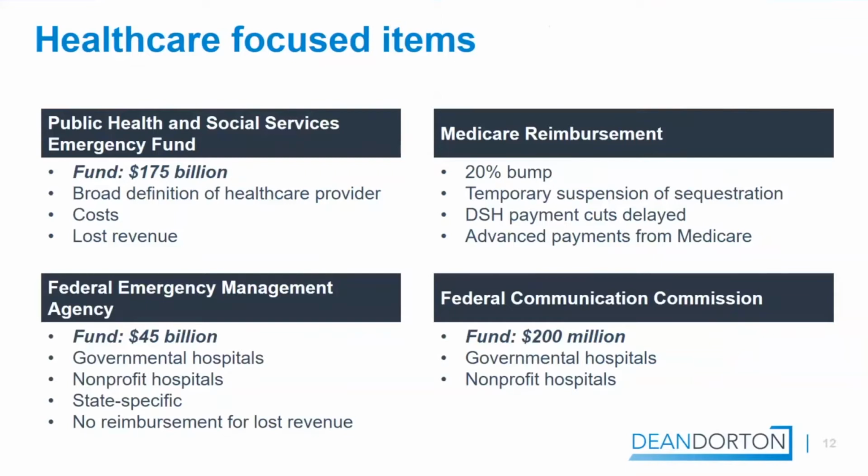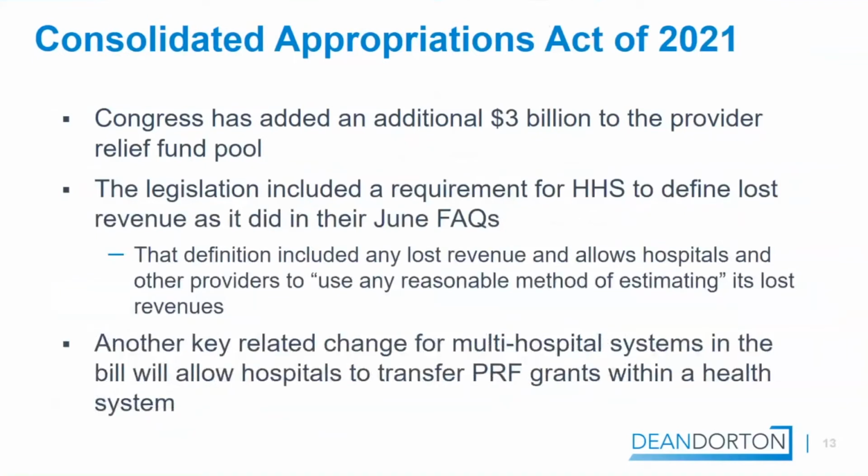There were some changes in Medicare reimbursement. There was a 20% bump, temporary suspension of sequestration, DSH payment cuts delayed, and advance payments for Medicare if you applied for those. And the FCC received a small amount for government and nonprofit hospitals. In December 2020, we got the stimulus bill that we just talked about that changed the definition of lost revenue. It also allowed for multi-hospital systems to transfer general and targeted provider relief fund grants within the health system. We'll go into that in more depth later.